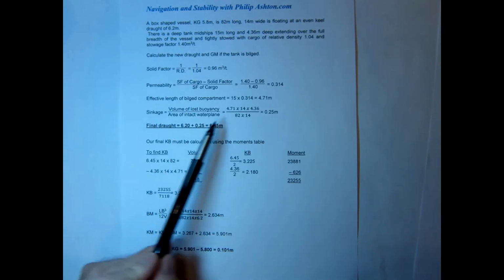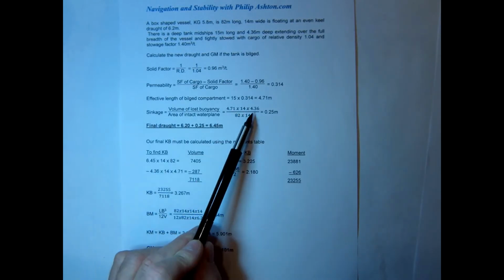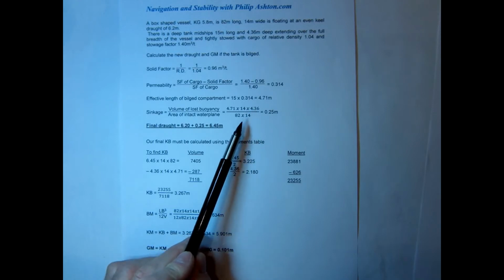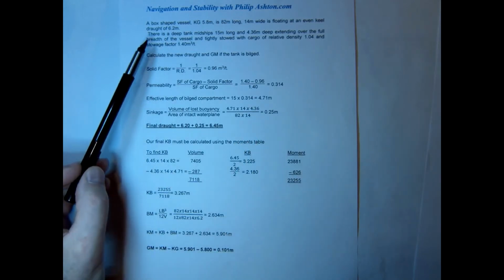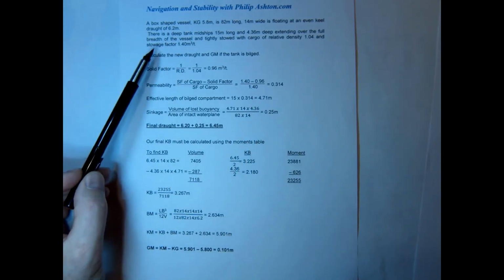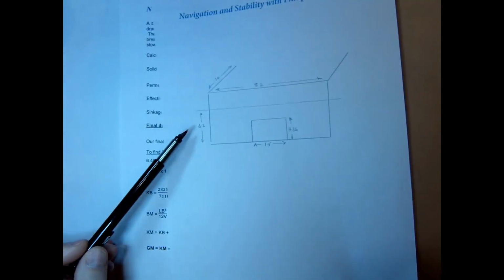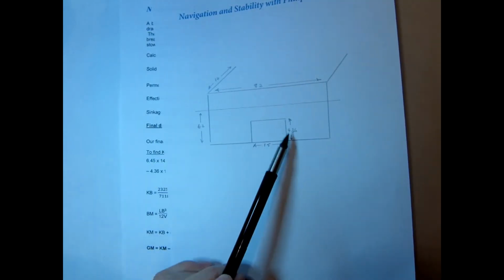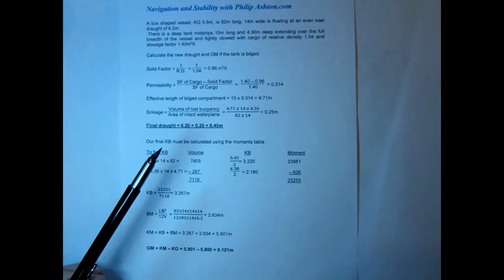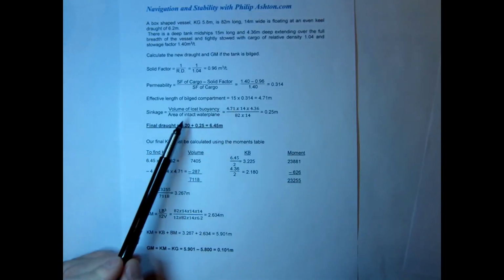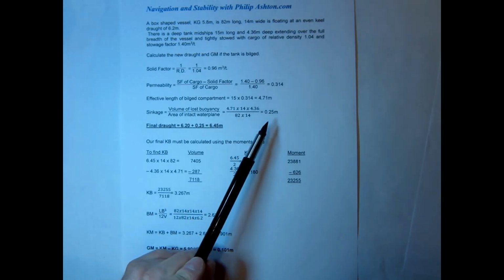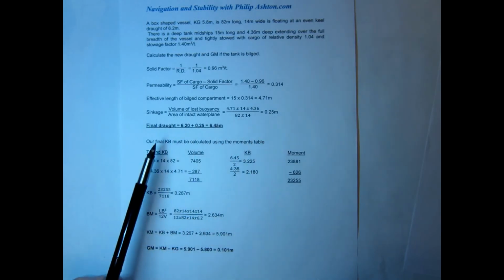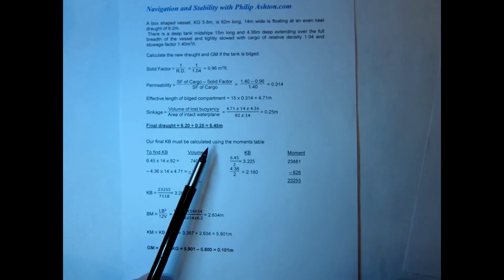So sinkage: 4.71, breadth, draft 4.36, not draft, depth of the watertight compartment. Just to reiterate there, the draft is 6.2, but when we're working out the volume lost, it's 4.36 obviously, because it only goes up to that height. The intact water plane is the full length and breadth, so our sinkage is 0.25, final draft is 6.45.